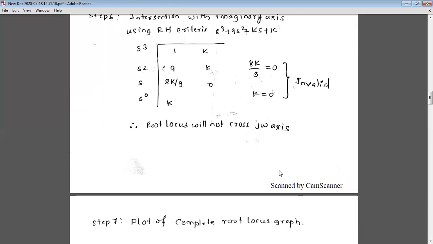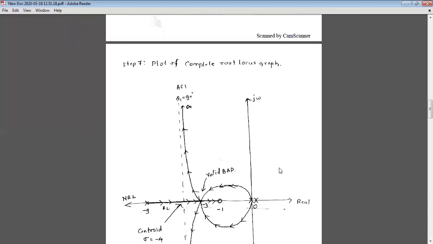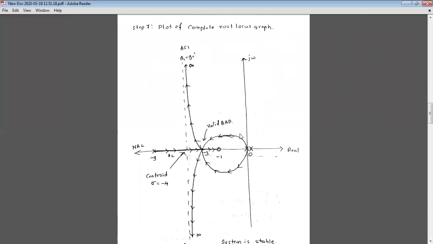Further, how you can completely plot the graph of the root locus is very important. I'll explain in detail how exactly it works. Draw the real part as well as the imaginary part of the graph. Locate the poles here. Two poles are at 0 and minus 1, and one more pole at minus 9. So this is the RL region, meaning minus 9 to minus 1. Locate the centroid here, it is minus 4, centroid sigma. Then the valid breakaway point is minus 3, again in the RL region, right?